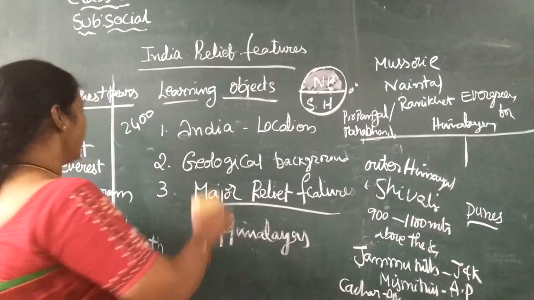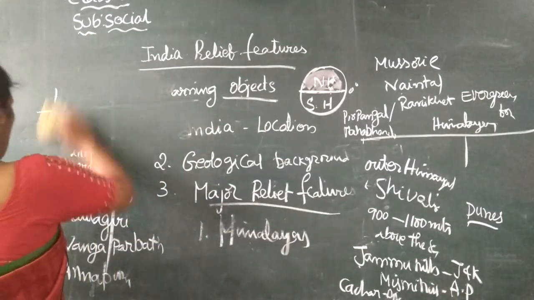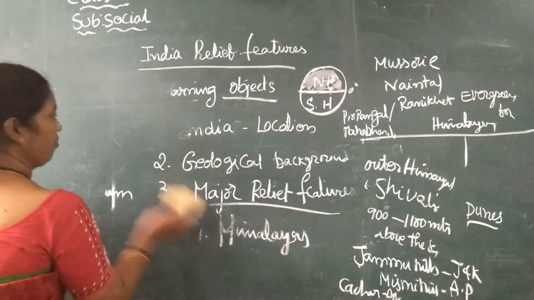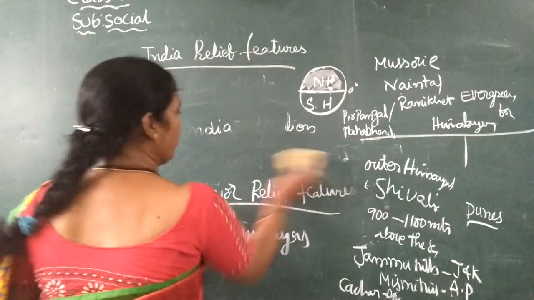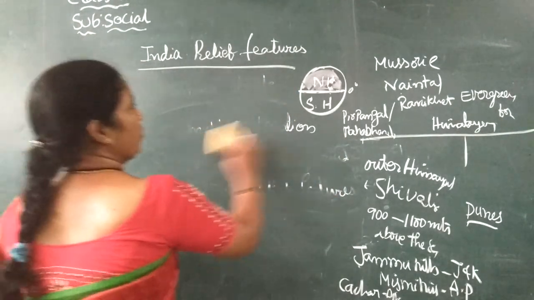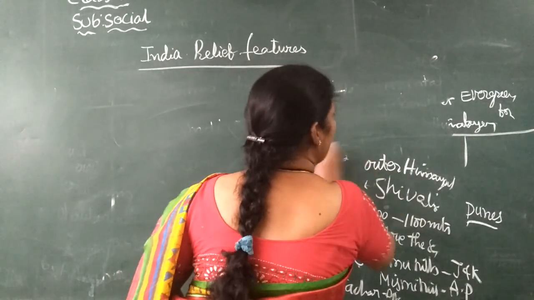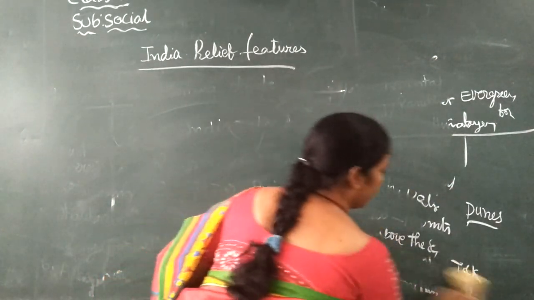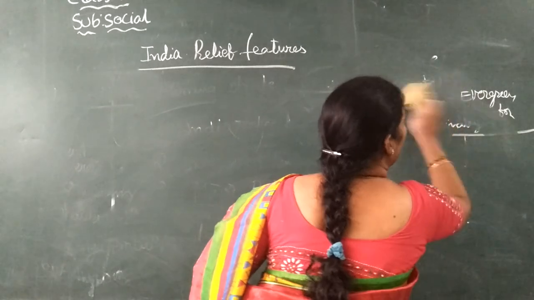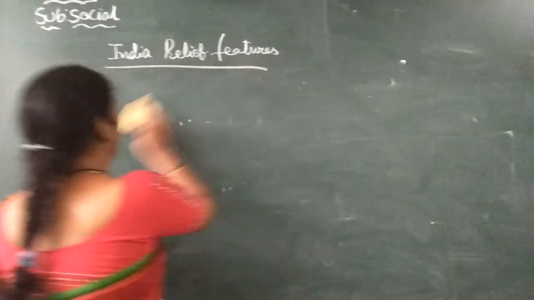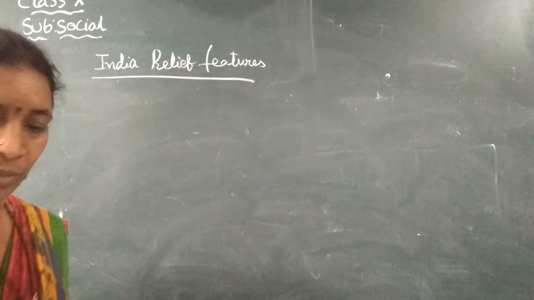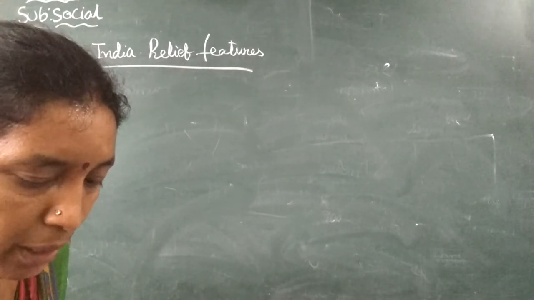Next we will go to the next relief feature, that is the Indo-Gangetic Plains. The second relief feature is called the Indo-Gangetic Plains. So what are these Indo-Gangetic Plains?